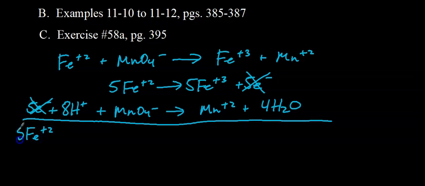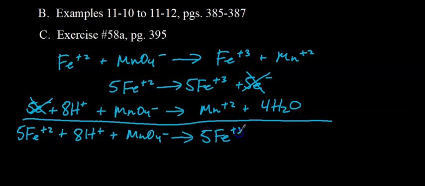Let's bring everything down that's not crossed off. We have 5 Fe2+ plus 8 H+ plus 1 MnO4- makes 5 Fe3+ plus 1 Mn2+ plus 4 H2O. Check mass. 5 irons on the left, 5 on the right. 8 hydrogens on the left, 8 on the right. 1 manganese on the left, 1 on the right. 4 oxygens on the left, 4 on the right.